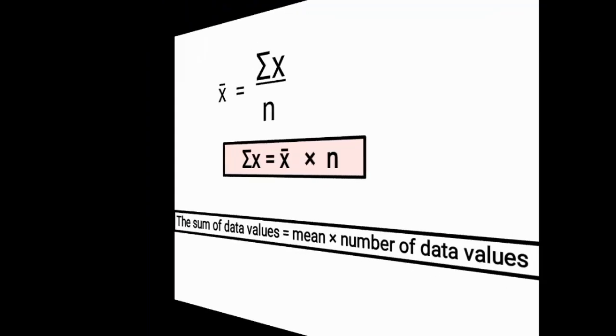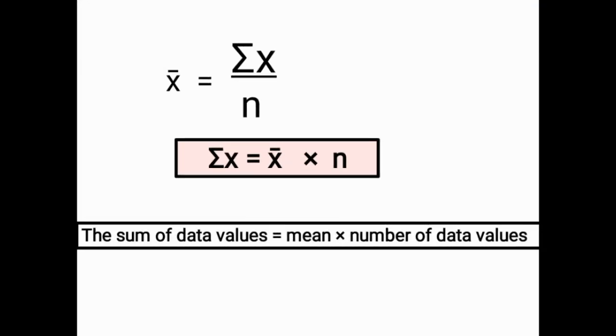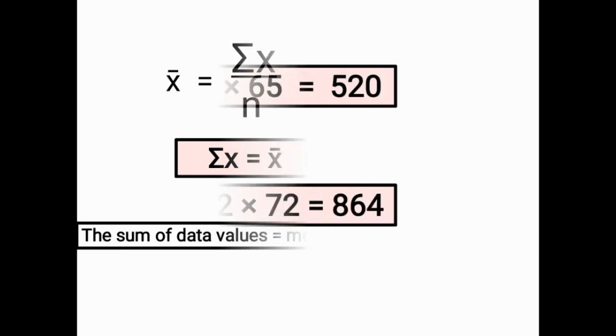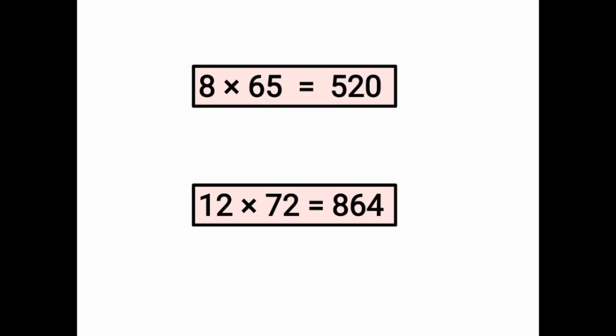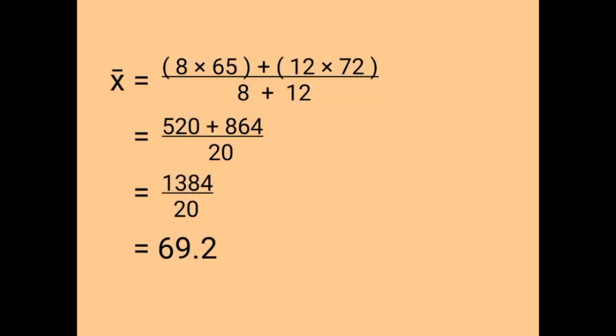As you can see here, the sum of data values equals mean times number of data values. So, the sum of data values for the first group is 8 times 65 equals 520, and the sum of data values for the second group is 12 times 72 equals 864. So, to find the mean mark for the combined group of 20 students, we add the sum of data values of the two groups and then divide it by the total number of students in the two groups.